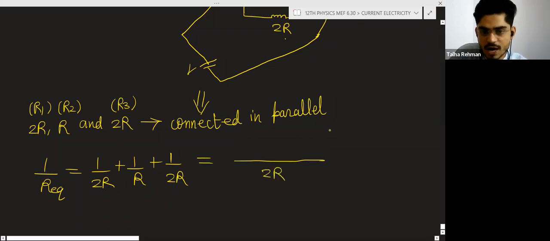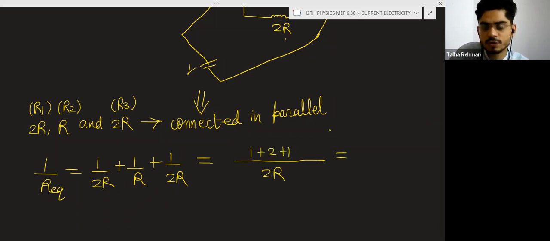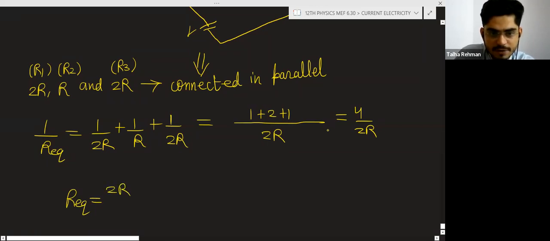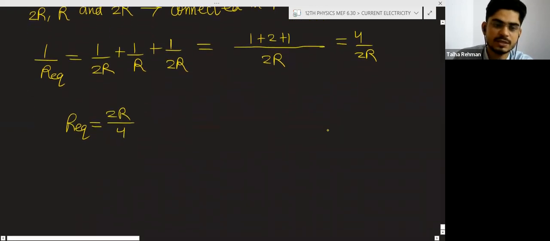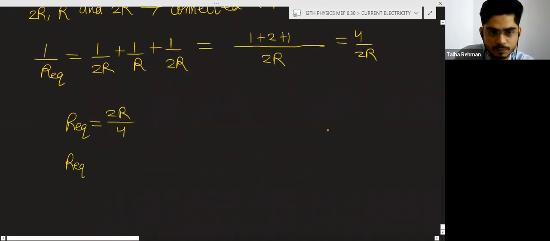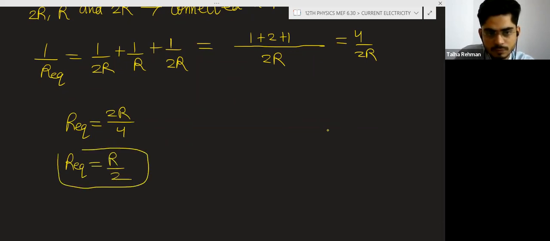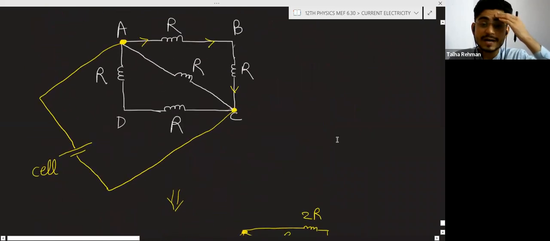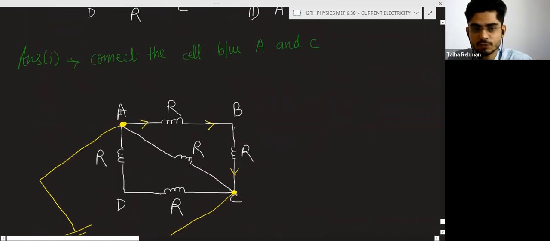Take the LCM, 2R: here 1, here 2, here 1, you will get 4 divided by 2R. So if you want to find the equivalent resistance, then you will write 2R divided by 4, and the answer is R by 2. So this is one of the methods. You have to identify what happened. We have to find the equivalent resistance between A and C.